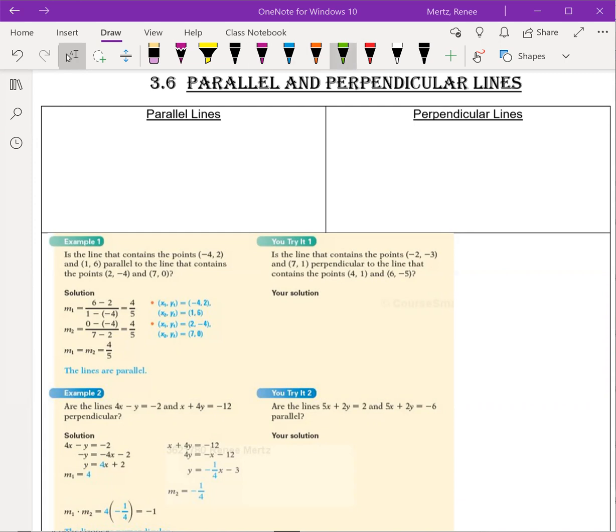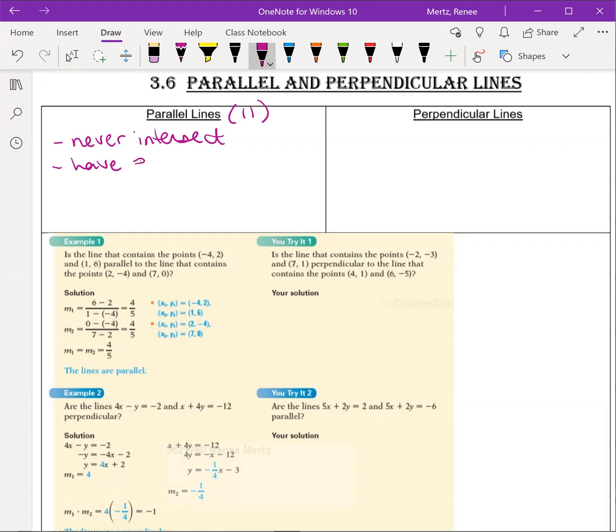Parallel lines are two lines that, as we just said, never intersect. The symbol for parallel is that. So they never intersect, and they have the same slope, or equal slopes. Again, if it's a horizontal line, these have 0 slopes. If it's vertical lines, they have undefined slopes. Just a refresher on slope.